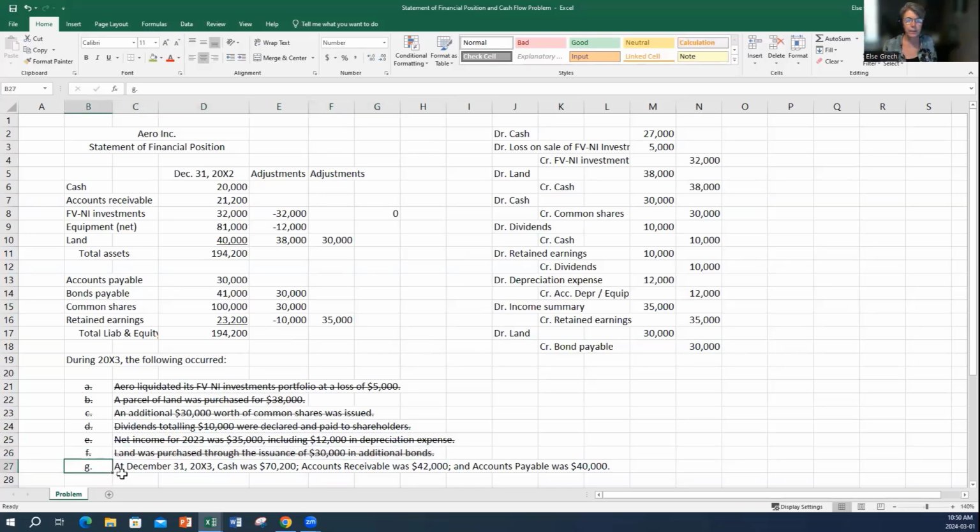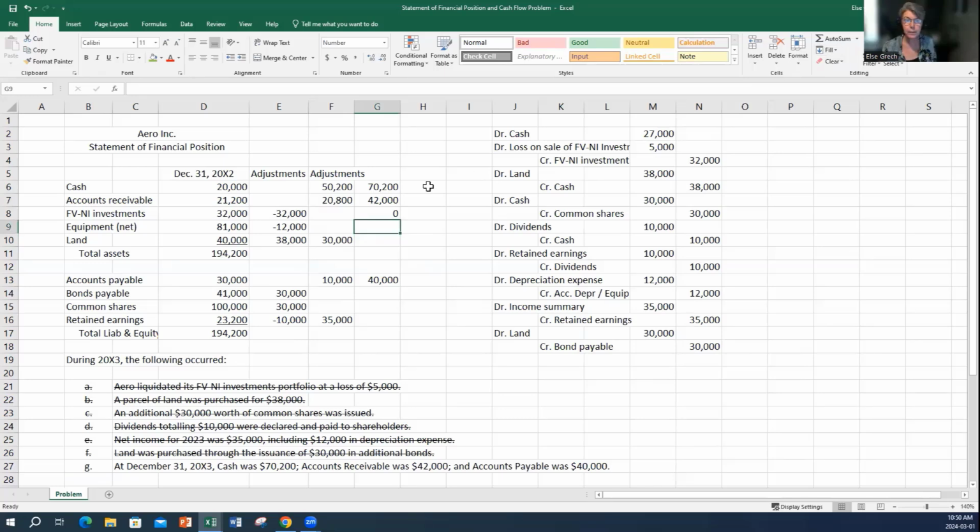Excellent. G. At December 31st, 2000 X3, cash was 70,200. So we know the cash is 70,200. That means it must have been adjusted throughout the period by 50,200. They show that accounts receivable were 42,000. So this means if we take the 42,000, this must have increased by 20,800. And then they show that the accounts payable was 40,000. So if we go over here, that means the adjustment must have been an increase of $10,000.